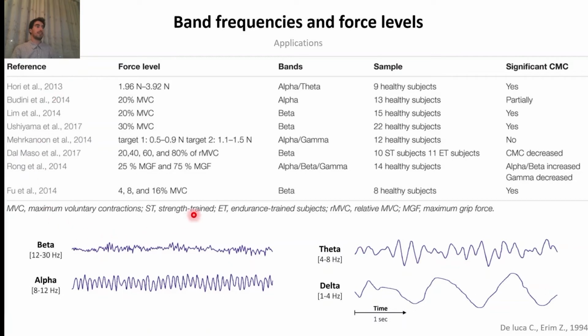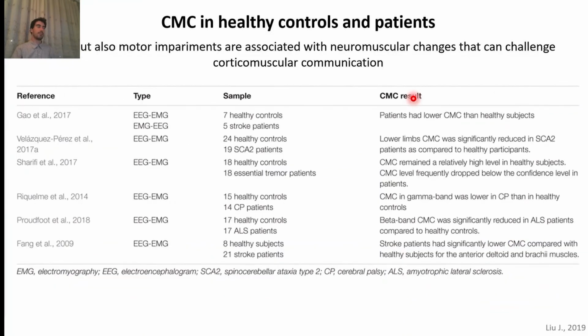And if you collect some of the works, you can see that the bands that are usually significant are alpha, beta, gamma, more beta than the others, but of course in one case also theta. So these are basically the frequencies that you should study when studying cortico-muscular coherence. But then let's see an interesting application. You can use CMC to actually compare healthy controls and patients. Here you see a few works where they compared healthy and stroke patients.